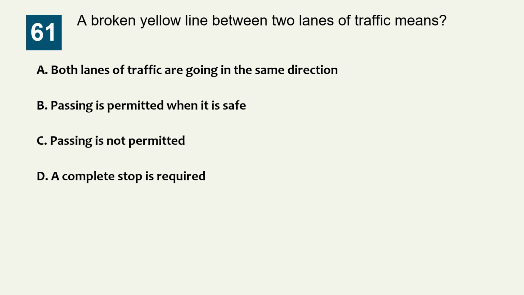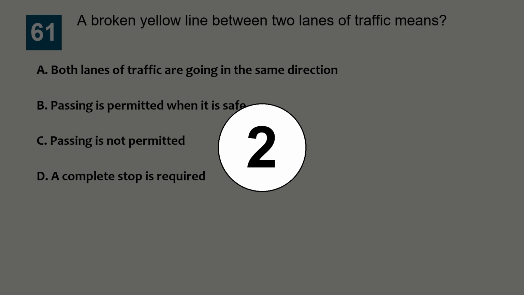Question 61. A broken yellow line between two lanes of traffic means: option A, both lanes of traffic are going in the same direction. Option B, passing is permitted when it is safe. Option C, passing is not permitted. Option D, a complete stop is required.